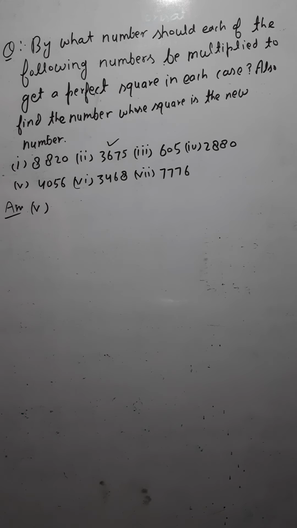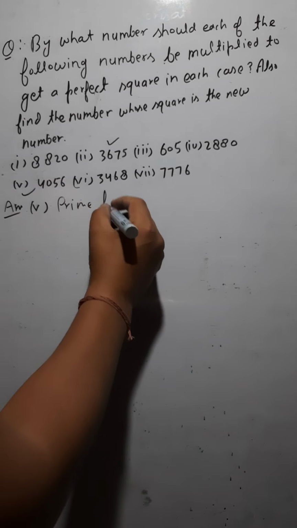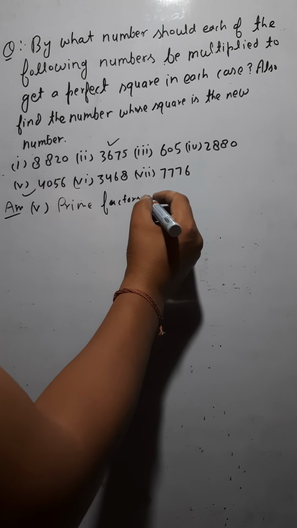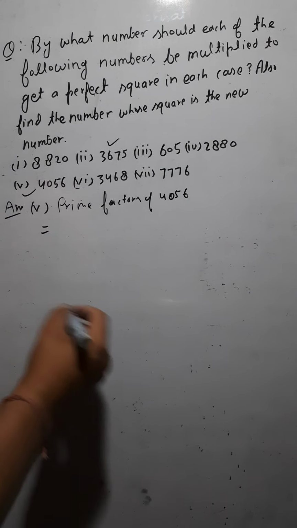Now the next question I am going to tell you, that would be the fifth one. Somewhat different here. It is 4056. So first what you would do, you would find out the prime factors of 4056. Okay, let's find out the prime factors.